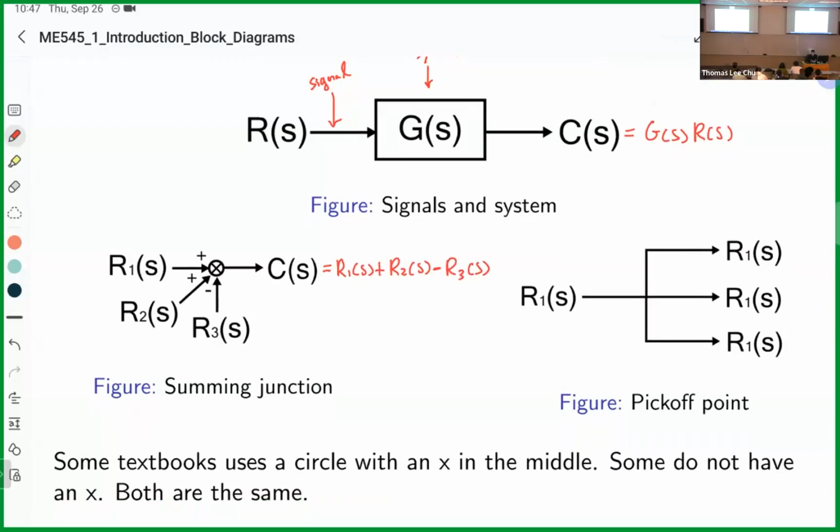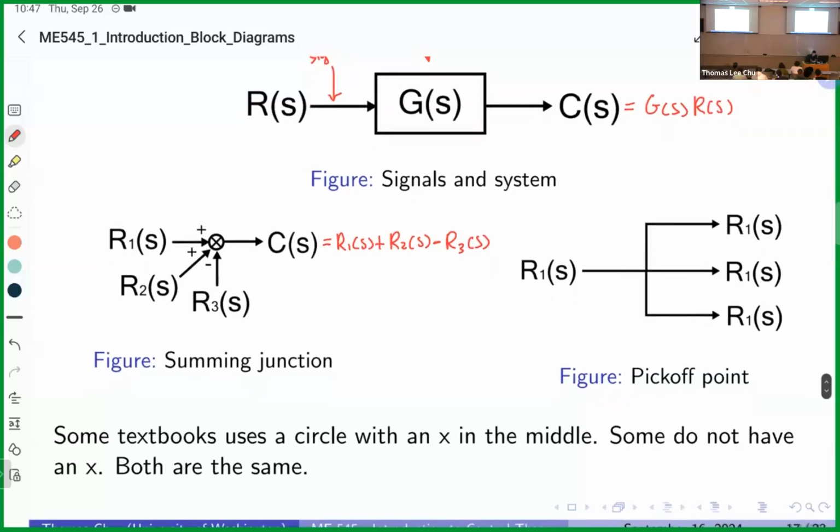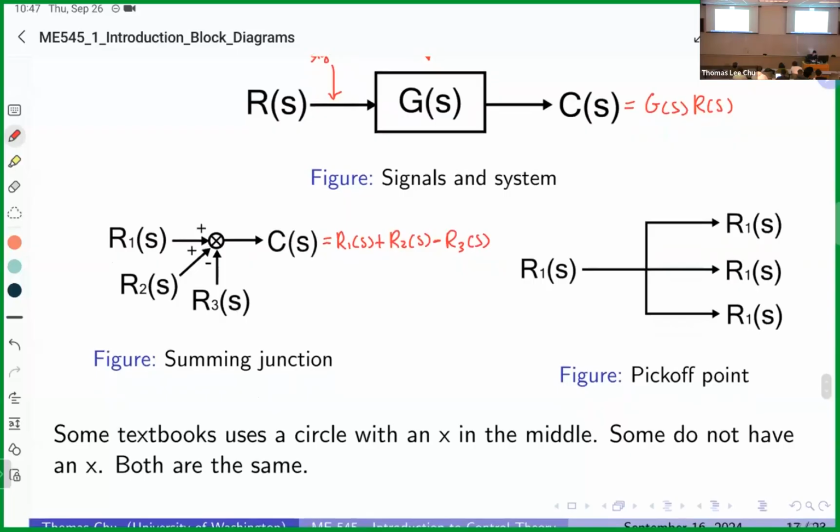Now, a pickoff point is just our signal being branched off in parallel, but they all read the same signal. So that's called a pickoff point. Some textbooks might use a circle with an X here, or if you just use a circle only, that's okay as well. These are both the same systems. So just use context. Sometimes they'll use an X, sometimes they'll leave the X out.